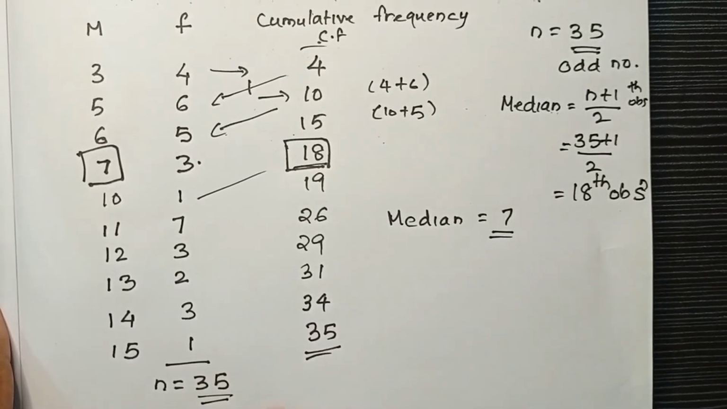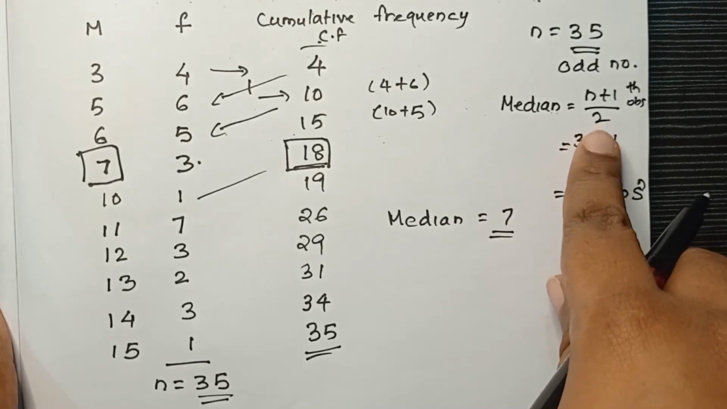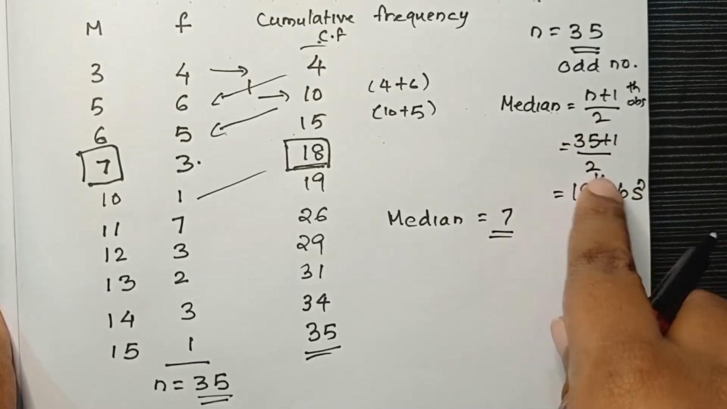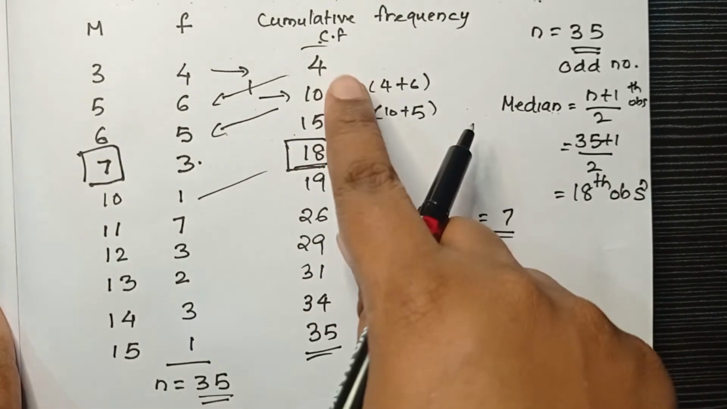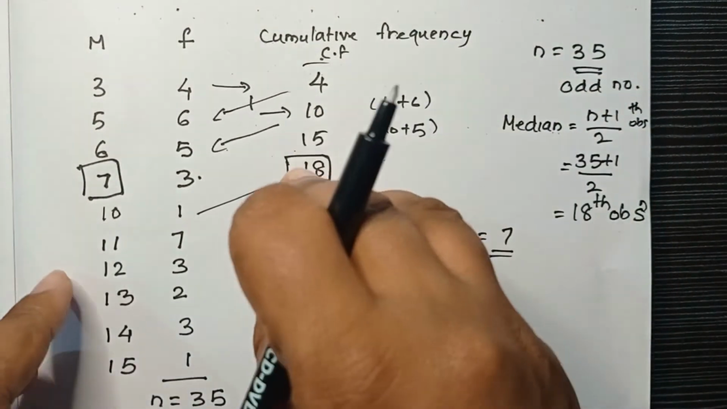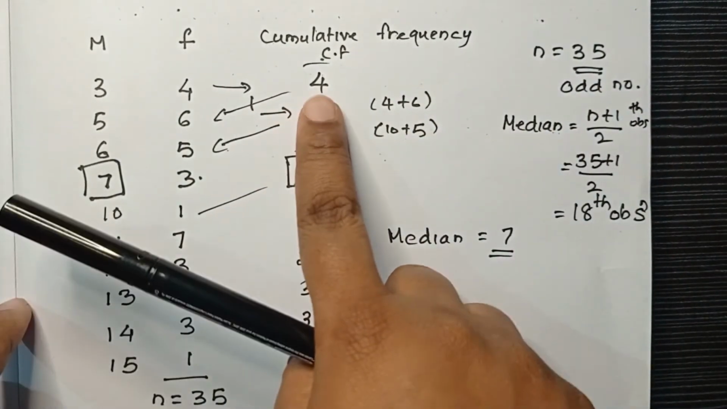Okay, n is 35. 35 is an odd number, so we use this median formula, (n plus 1) by 2th observation. So that is 35 plus 1 divided by 2, which is the 18th observation. Next, we did one more additional step, that is, we found out cumulative frequency.